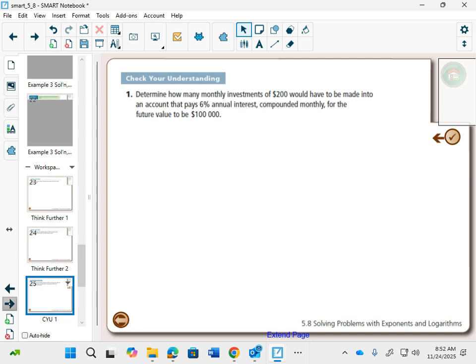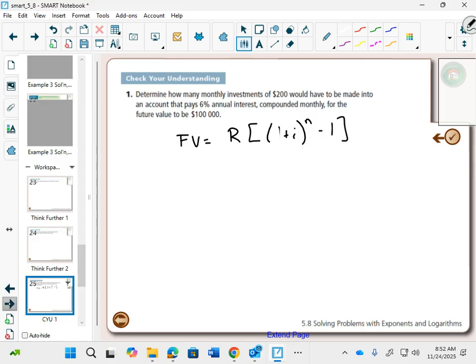So we take out our formula, and again, it would be written like this and everything would be explained in the question. So you've got R, 1 plus I to the n, minus 1, all over I.